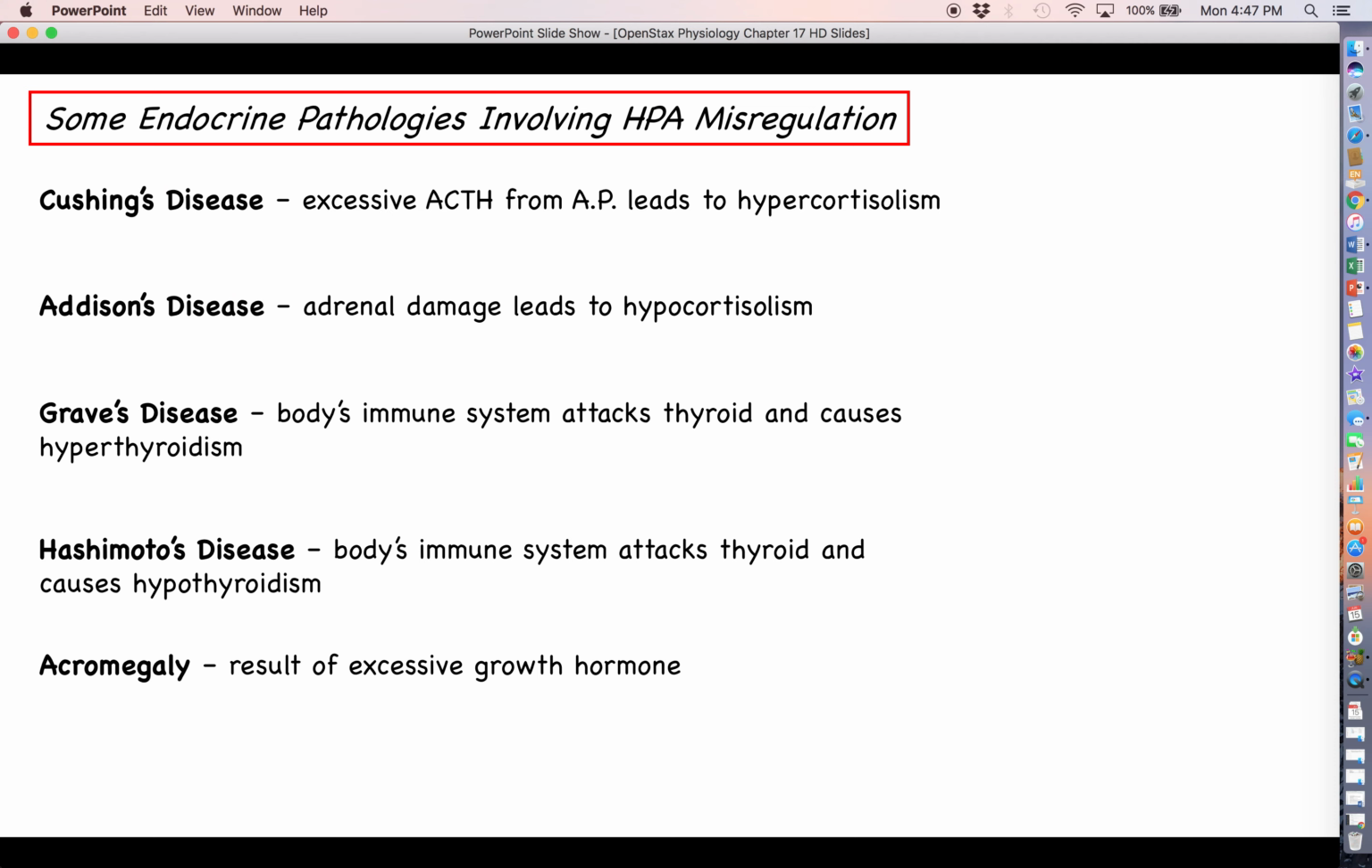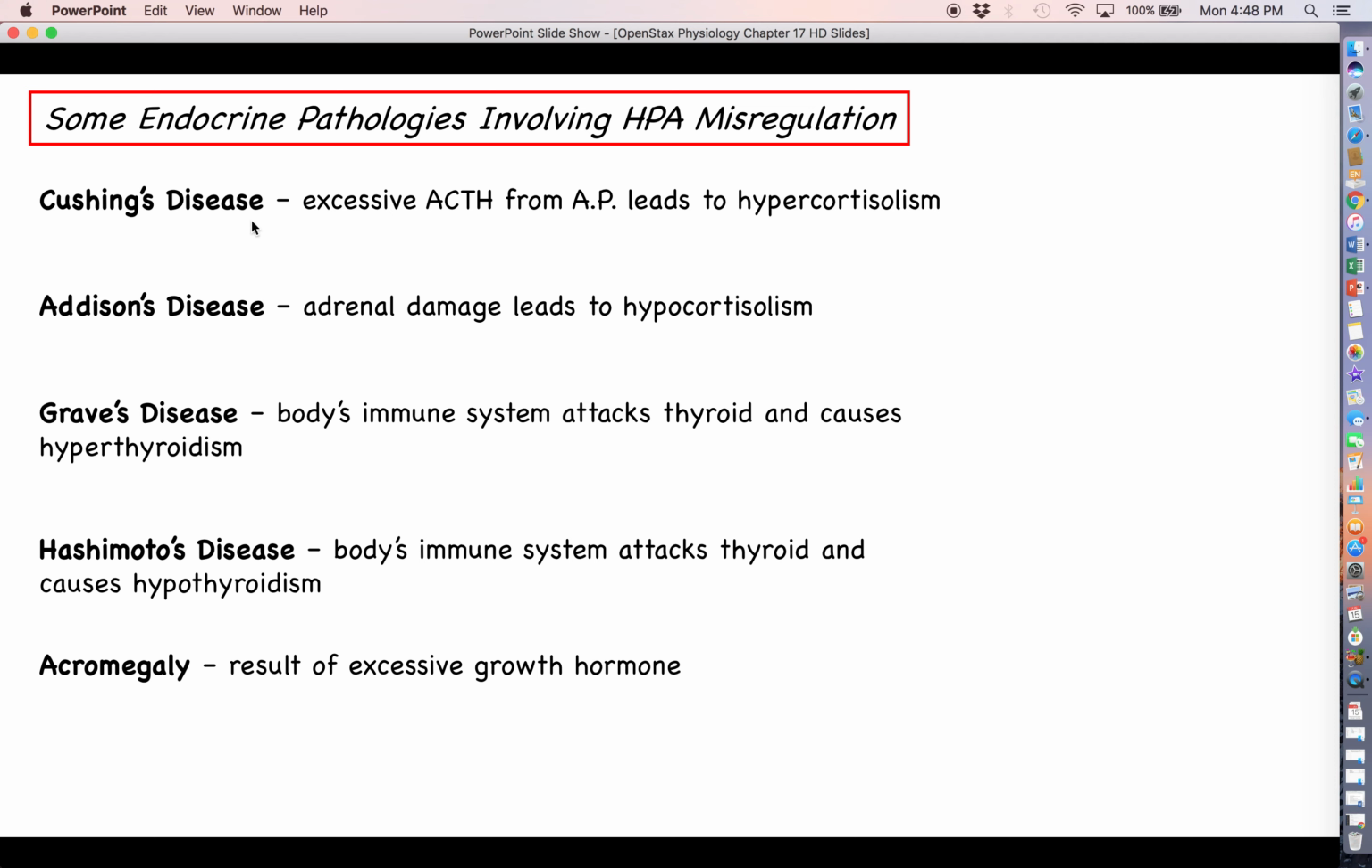So hopefully that little exercise that we just went through has given you an appreciation for how you go about trying to determine where a problem is in a hormonal feedback axis that involves the hypothalamus, the pituitary, and some other gland. You need to have the information on all three hormones. If you only have the information on one or two hormones, you're not going to have enough information to make any sort of conclusion. So here are some examples of real-world diseases that are characterized by some misregulation or some defect in the hypothalamic pituitary axis.